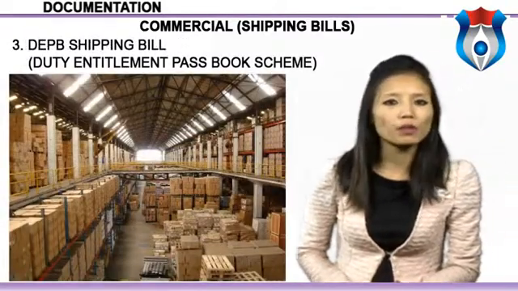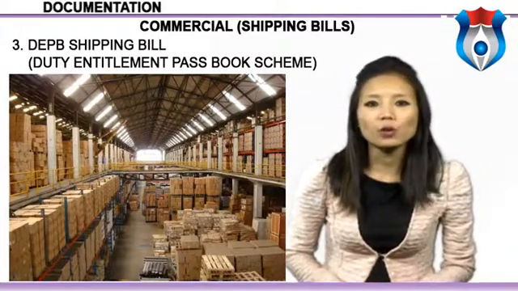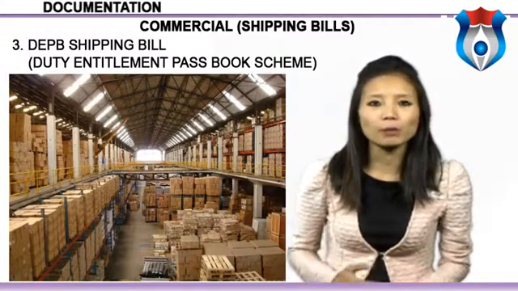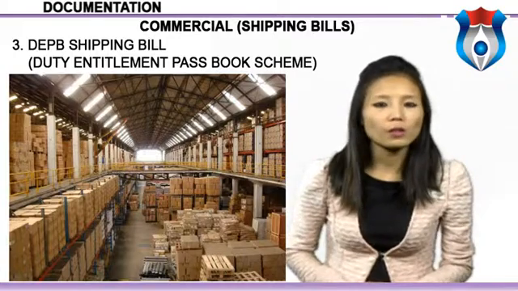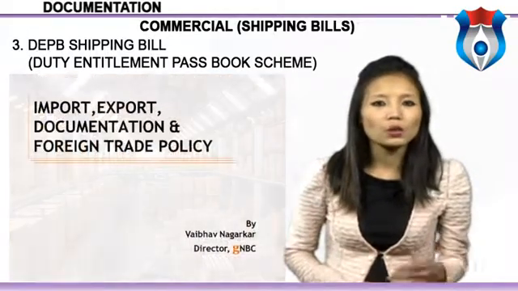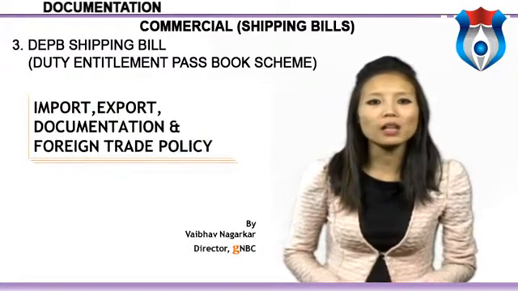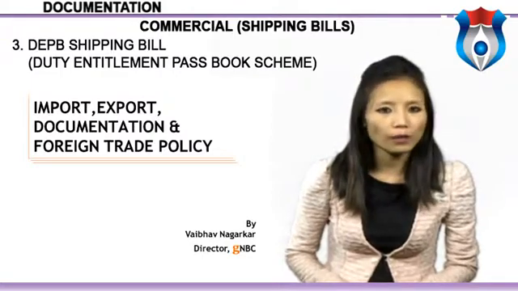DEPB Shipping Bill, Duty Entitlement Passbook Scheme. If a shipper is exporting an item, the rate of which is fixed under DEPB for the serial number of the item being exported, the following documents are required to be submitted: duly filled, signed by shipper and stamped with company seal, purchase bill or AR4 form for value verification.